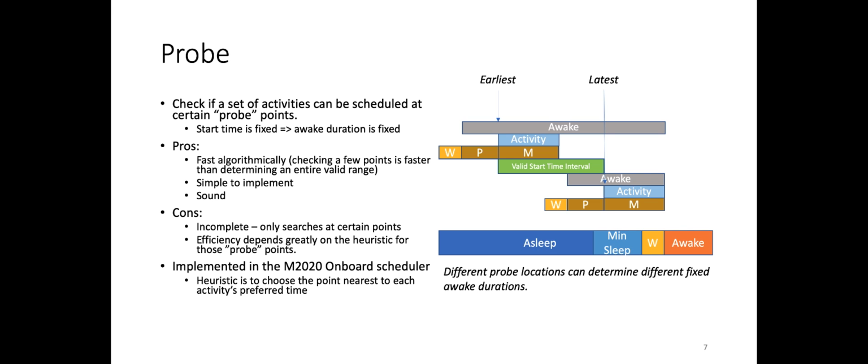The second approach is probe, which is you just pick a time, and then for that time you try and validate if you have enough energy. When you pick a time, you determine which of the cases and the exact timing, and this is in fact the method that ended up being implemented in the Mars 2020 onboard scheduler.